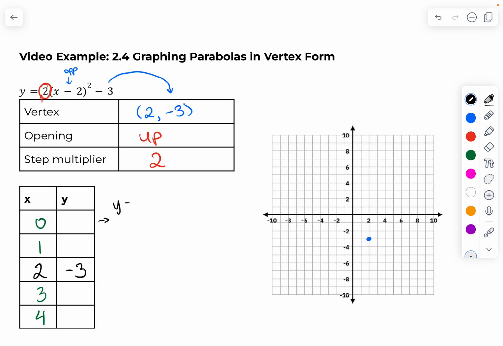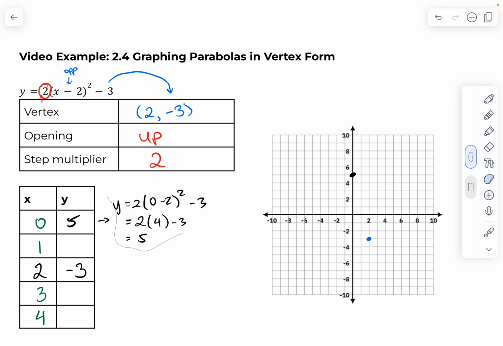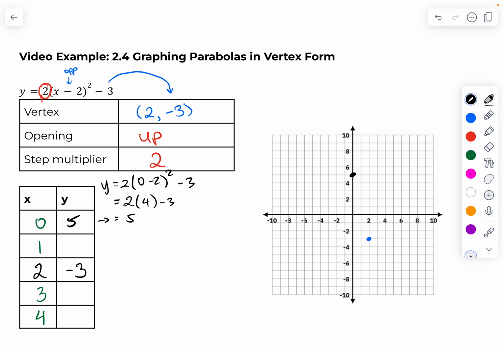Okay? All right, and now to find the y value, I'm just going to sub in x values. So y is equal to 2 times (x minus 2) squared minus 3, so 0 minus 2 squared minus 3. So we can put all that in our calculator, or we can go step by step. And so we get 5. So that means when x is 0, y is 5. So there's a point right there. Okay? So let's move that out of the way, and then we'll do the next one.